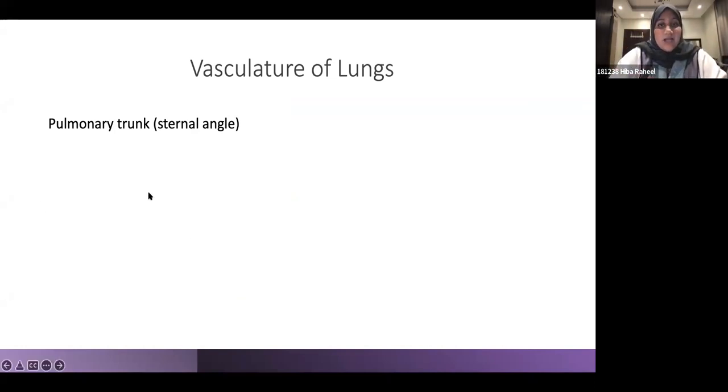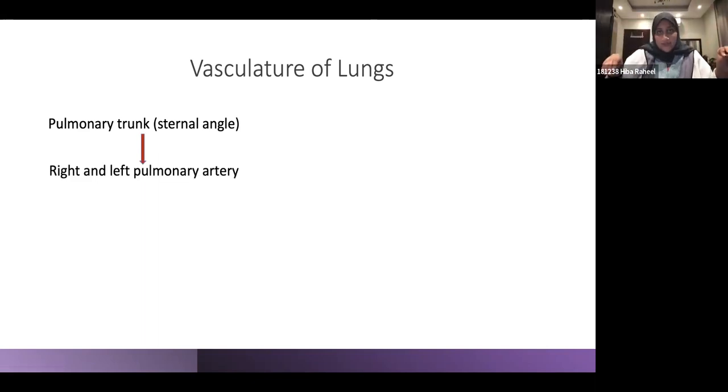So how does it start? The blood supply of the lungs. We talked about the thorax. We said it was the intercostal arteries. We're now at the lungs. Don't confuse those, okay? The lungs are supplied by the pulmonary trunk. The pulmonary trunk begins at the sternal angle, or the angle of Louis, right over here. The pulmonary trunk divides into right and left pulmonary artery.